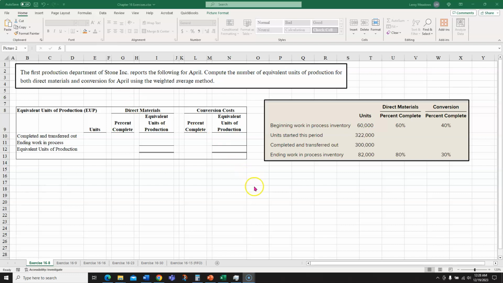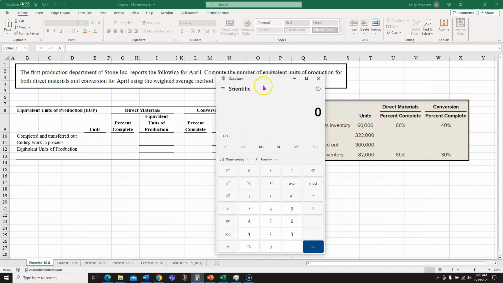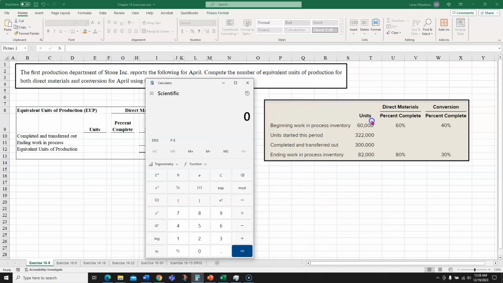Okay, so the first thing we need to do is make sure that the numbers they give us account for everything that we need to account for. So in beginning work in process inventory, we had 60,000 units plus 322,000 units started and completed, for a total of 382,000. And we can see here that between the units transferred out and still in ending inventory, 300,000 plus 82,000, 382,000. Okay, so we're good. So we've accounted for all the units.